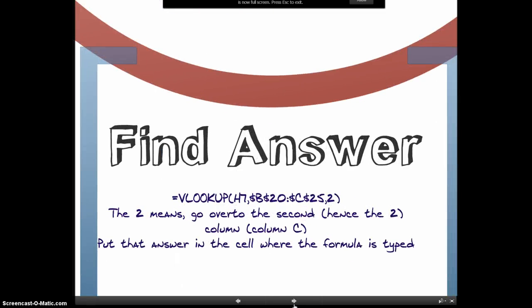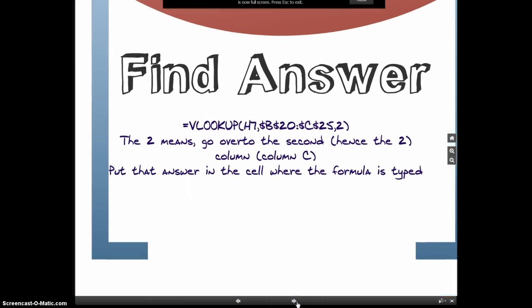Now you're going to find the answer. So look in cell H7, compare it to the table that you see here. Now get the answer that you see from the second column. Those percentages that we were looking at. The 2 means that that is the column that it gets it from, the second column, column C. It will always be a 2, it will never change. And it's going to put the answer from that cell where you typed your formula.